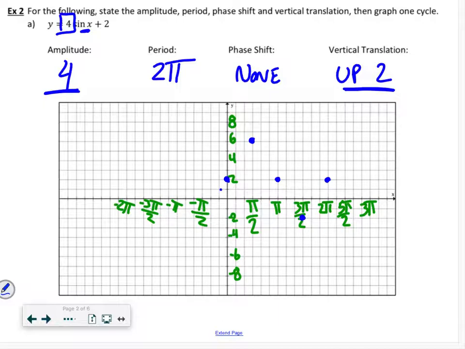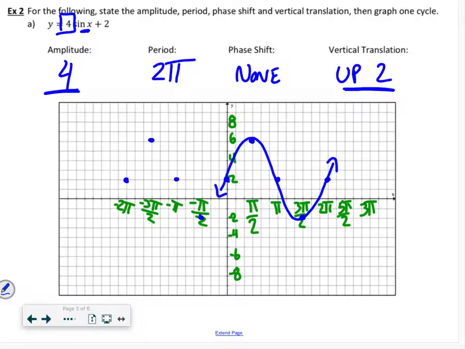And then I'm just going to, in a curve, connect my dots. It says to only do one cycle, so I can stop. If I wanted to do more, I would go back one period from the starting point. So I'd go back to 2 pi. I would cut it in half. I would go down by my amplitude. I would go up by my amplitude. Where am I? Right here. And I could continue on my graph.